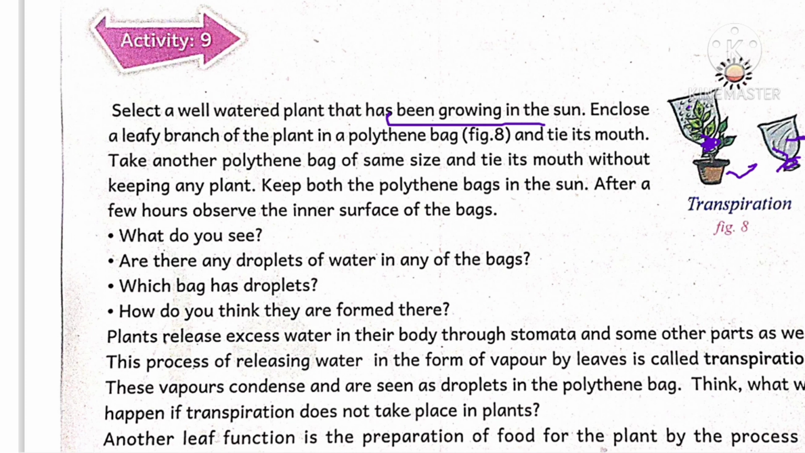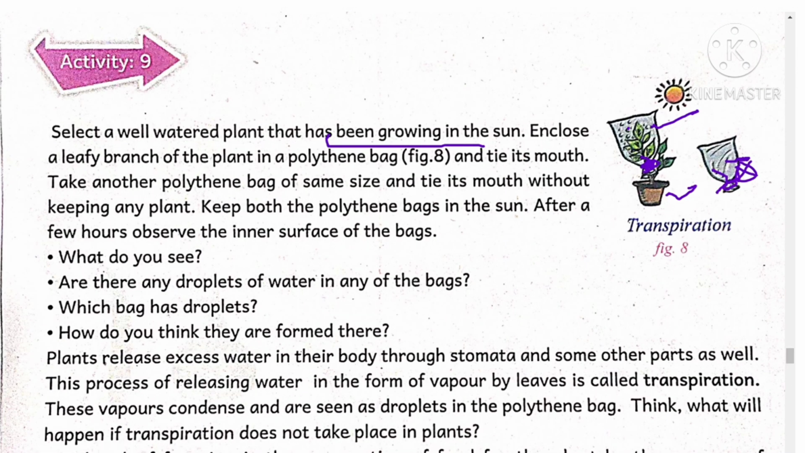Okay, so are there any droplets of water in any of the bags? There are no water droplets in the empty bag, but here there are droplets. How do you think they are formed there? In the process of transpiration, lots of water is evaporated from the plants through stomata.